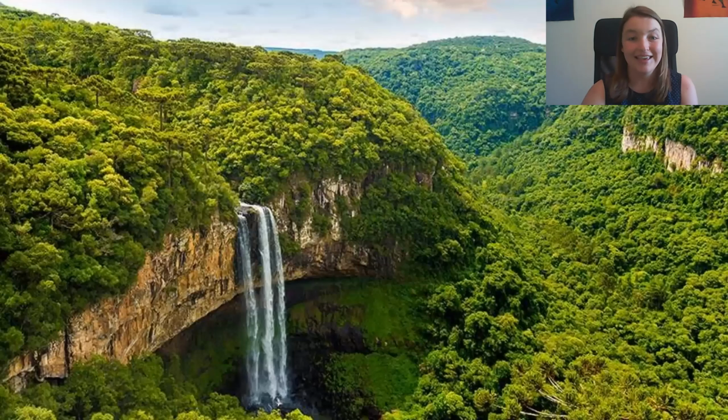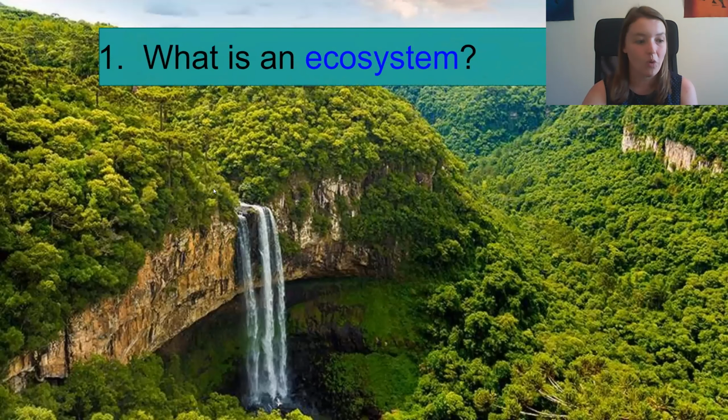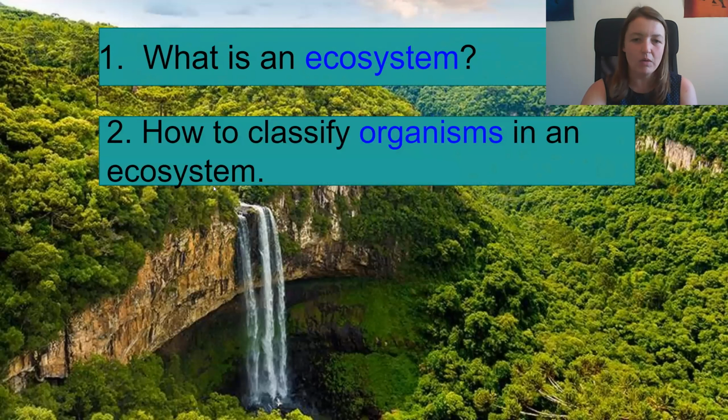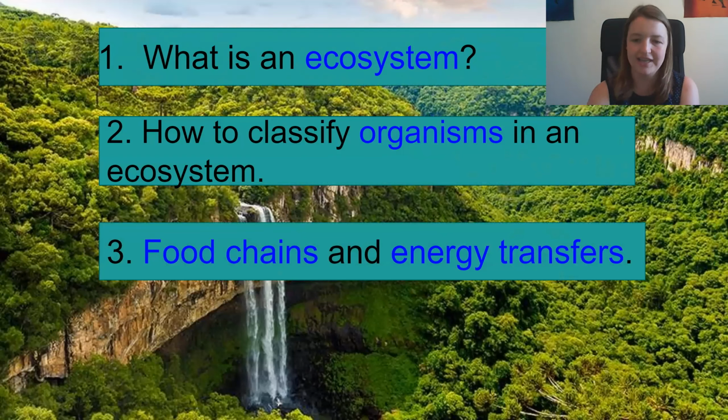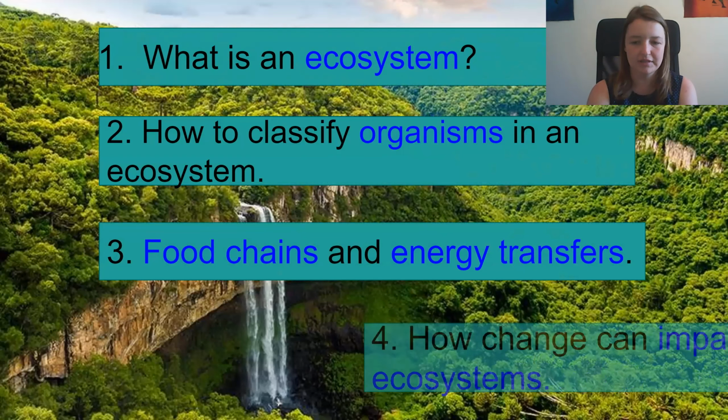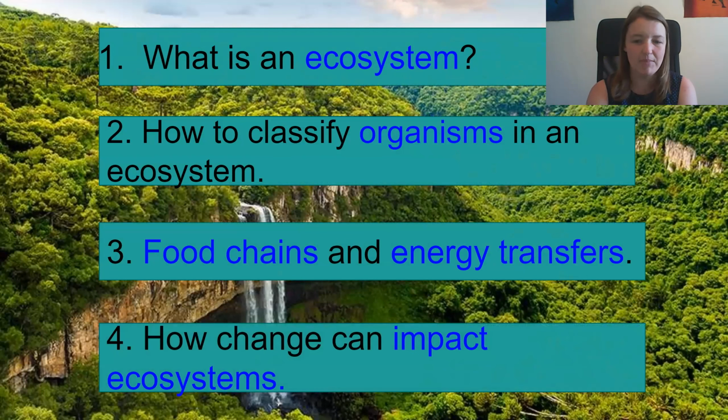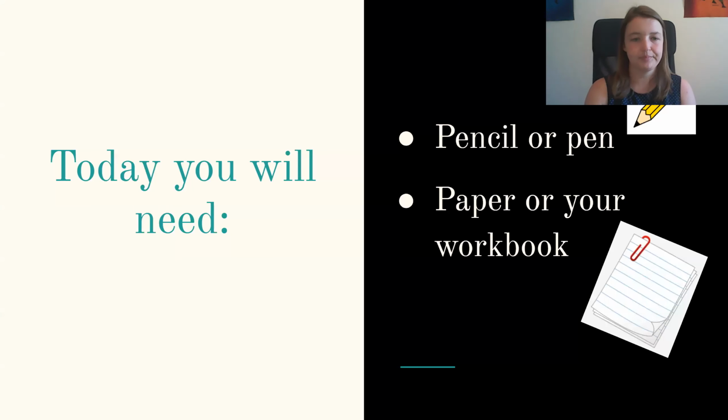So, these are the main things that we are going to be learning. What is an ecosystem? How can we classify organisms in an ecosystem? Food chains and energy transfers, and how change can impact those ecosystems. Don't worry about all of that now. This is where we're going to get to by the end of our lessons. Today, let's just focus on what is an ecosystem.